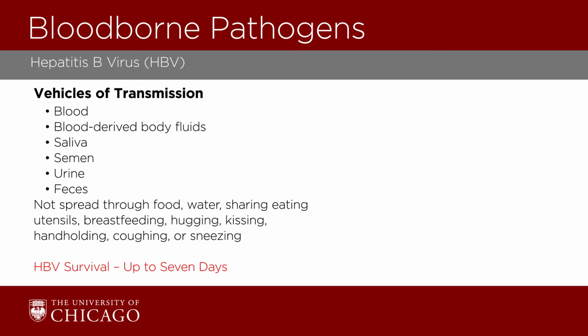Saliva and semen may contain the virus, but at a 1,000-fold lower concentration than blood. Hepatitis B is not spread through food, water, sharing eating utensils, breastfeeding, hugging, kissing, hand-holding, coughing, or sneezing. Hepatitis B virus is capable of surviving in dried blood for up to 7 days. It does not need a host for survival. This is why other protection methods, such as personal protective equipment, are so critical.